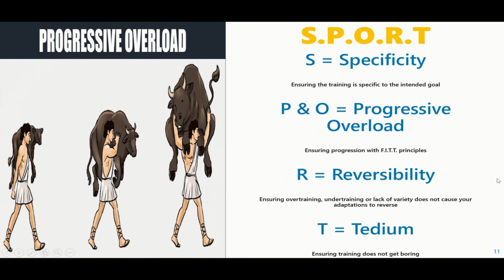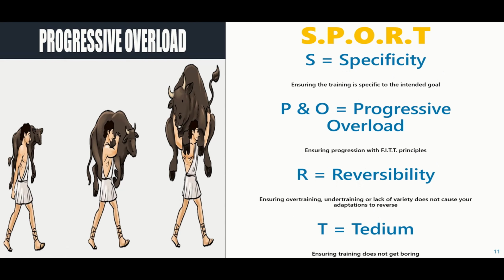The second principle of training is referred to as the S.P.O.R.T acronym. So S standing for specificity, P for progression, O for overload, R for reversibility, and T for tedium. So if we first look at the S, which stands for specificity, this is essentially just training in a specific manner which relates to your intended goal.